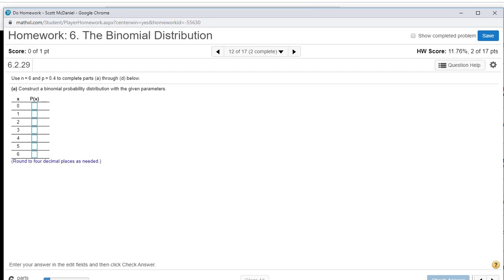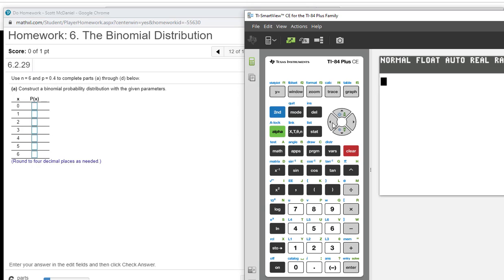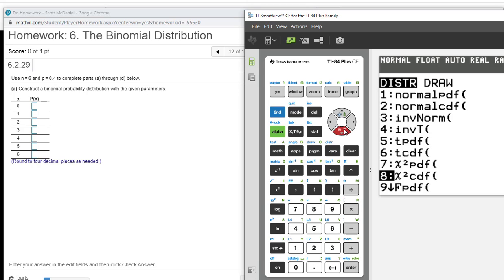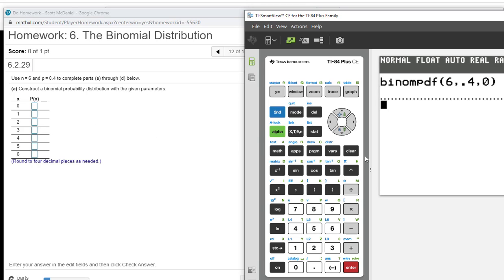Okay, so let's use the calculator. So what do I mean by that? We could go ahead and do distribution and go to binomPDF, because I'm evaluating individual probabilities. 6, 0.4, and the x in this case, this first one is 0. Press enter, and there it is, and then repeat 6 times. Press second enter, and change that to a 1, and press enter. Not too long. Let me show you a slightly easier way, maybe.